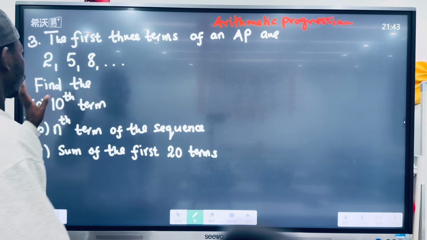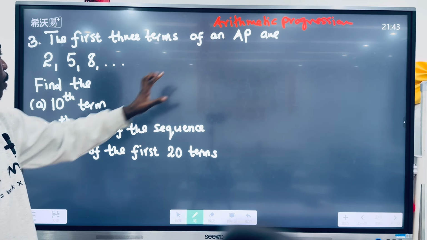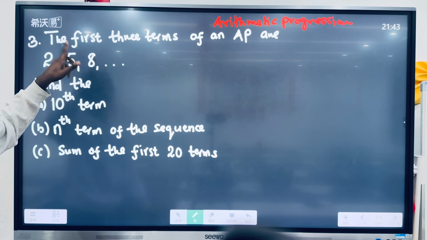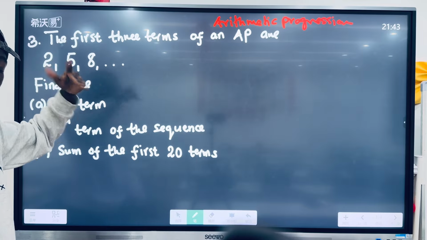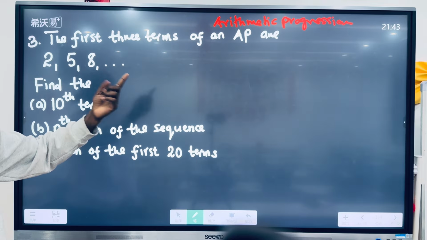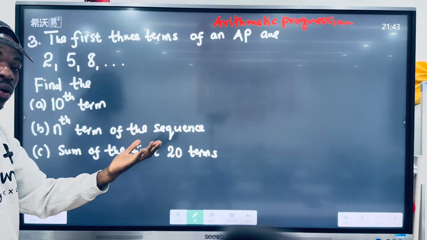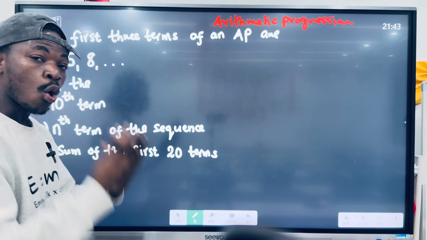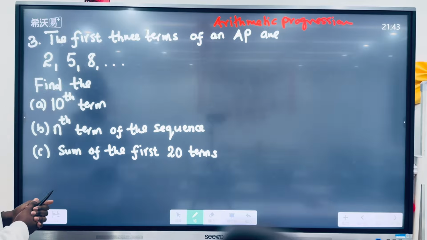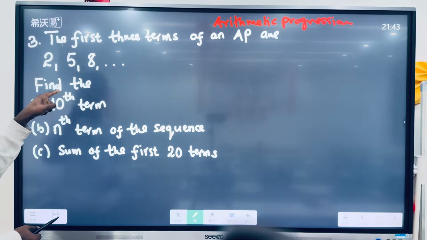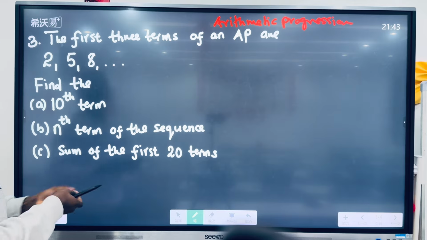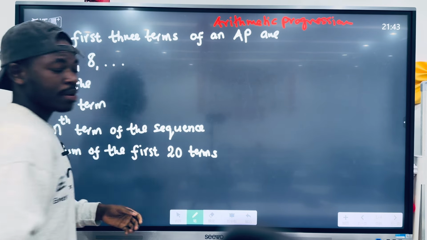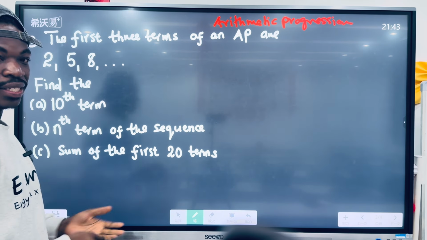Okay, so the first question says we have an AP, so 2, 5, 8. So this is an AP. How do you know it's an AP? Because the numbers are increasing by a constant amount, which is 3 in this case. And we call that constant amount a common difference. So the first question says find term number 10, the 10th term. So somewhere we have term number 10. Okay, so how do we find it?